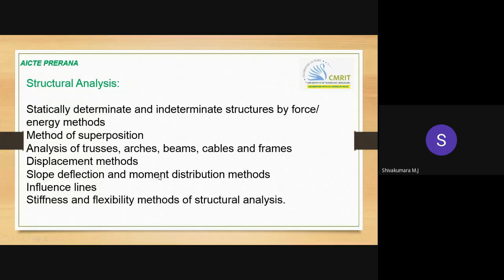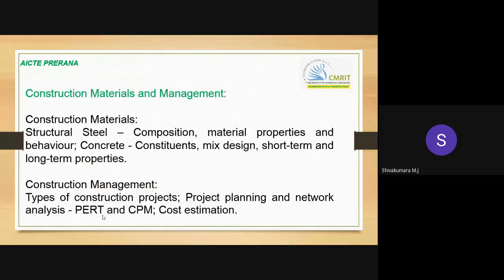Okay, these things also will learn. Influence line diagrams, stiffness and flexibility matrix methods also we will learn under the structural analysis subject. And the next subject is construction materials and management.